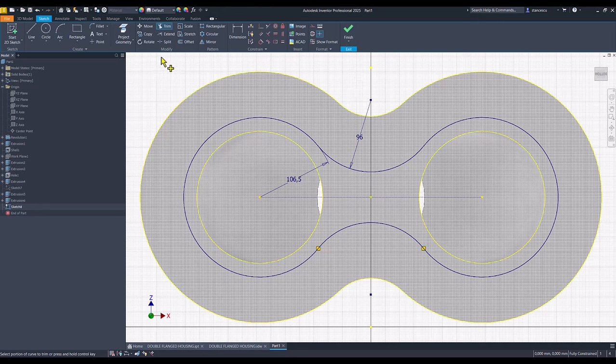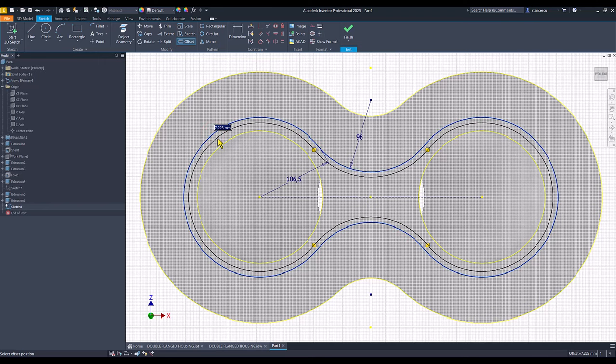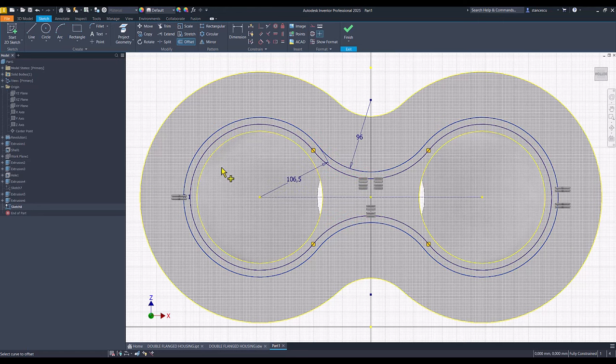Then I apply offset to the interior, and now I apply dimensions, radii. I want not to make a mistake. 106.5 minus 100.5. This must mean 6. It is not 6.